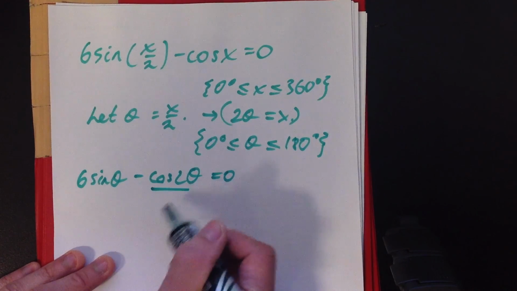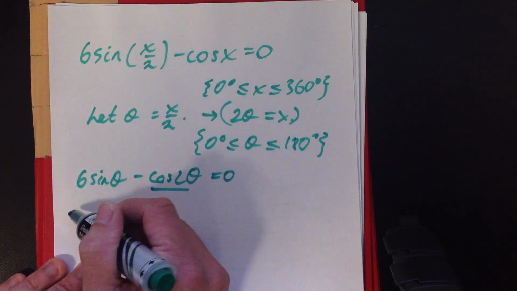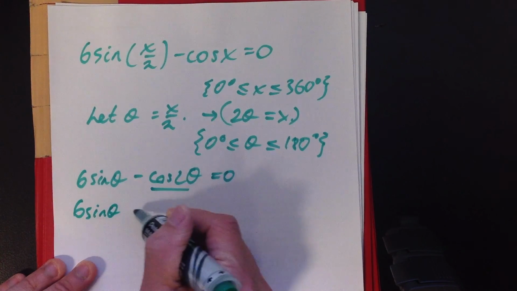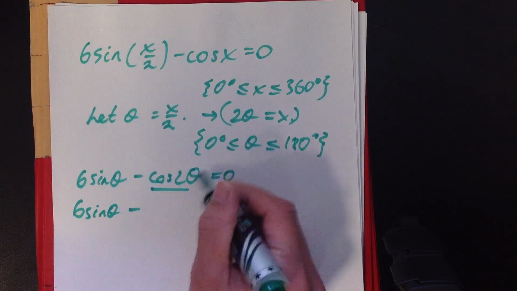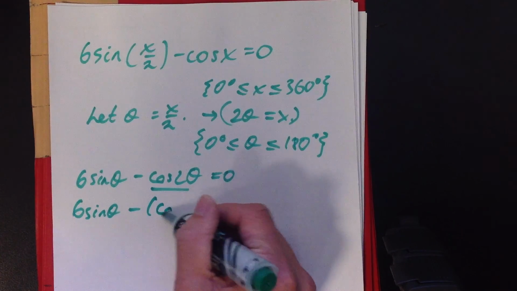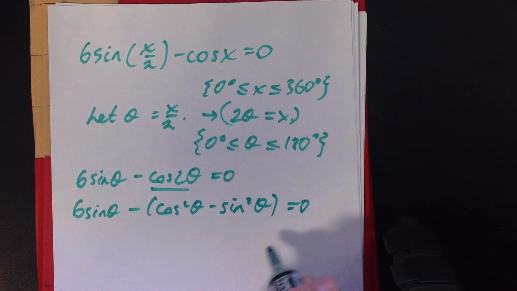Well, this cos 2 theta part, it's easy to get that in terms of sines using your double angle formula. So I'll do it long form just in case you're not so familiar with this identity. That's going to be cos squared theta minus sine squared theta. That's the standard way to expand it.